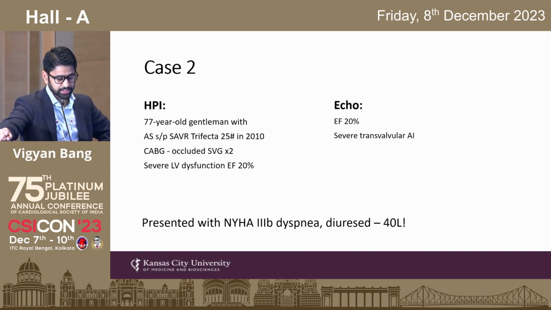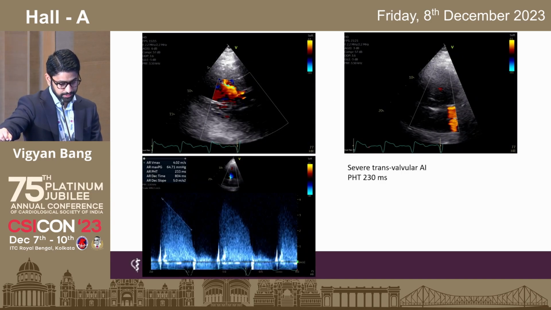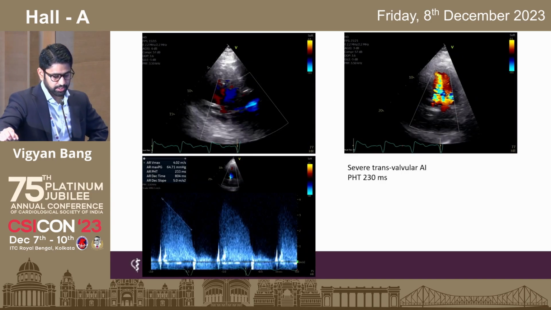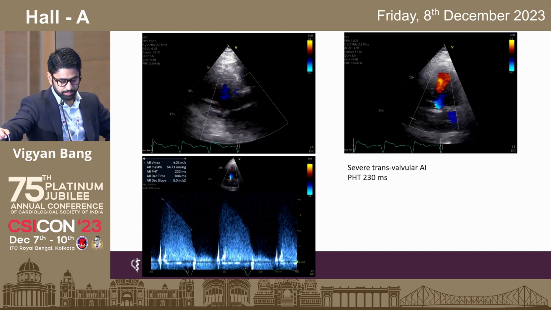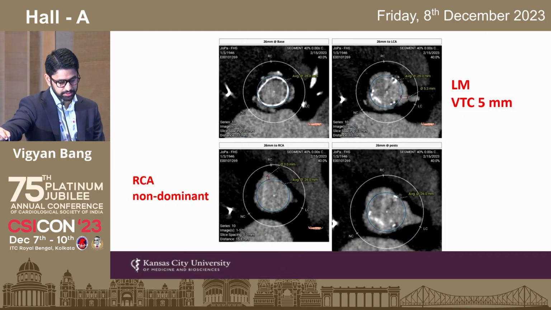His echocardiogram suggested an EF of 20% and severe transvalvular aortic regurgitation, with a pressure half time of 230 milliseconds. In planning the valve-in-valve TAVR, this was a CTA. His left main to coronary distance was 5 millimeters, so I'm happy with that. His RCA was non-dominant, so the VTC of 3 on the right didn't bother me so much.